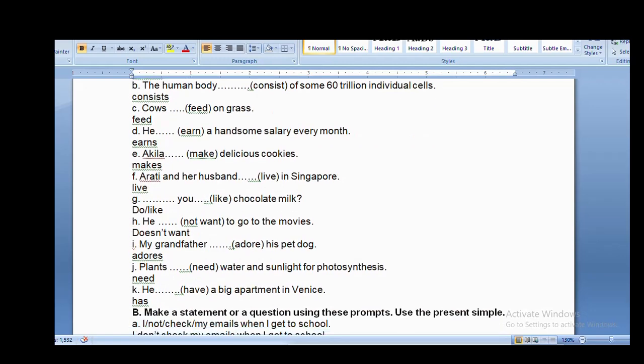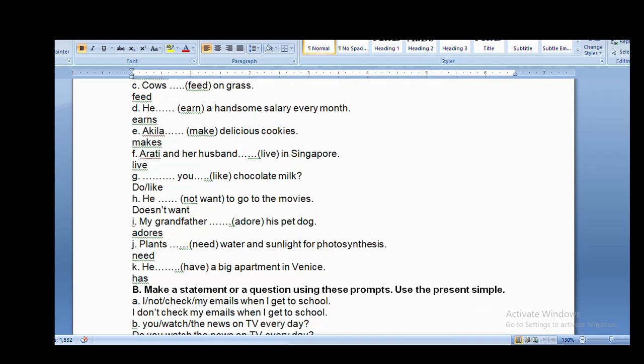Aunts, Akila, so singular, so you should use verb 5 here, make. Arati and her husband, two here, plural subject, so verb 1. So it is in interrogative form, or it is an interrogative sentence. So do you like chocolate milk? He, singular, but negative sentence, so he does not want. Verb 5 form of do, does not want to go to the movies. My grandfather, singular, so adores here, verb 5. Plans, plural, so verb 1. Need, he, singular form of have is has, a big apartment in Venice.